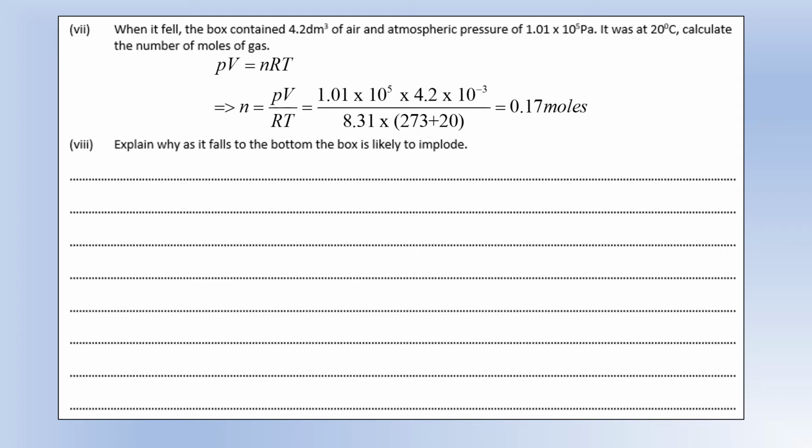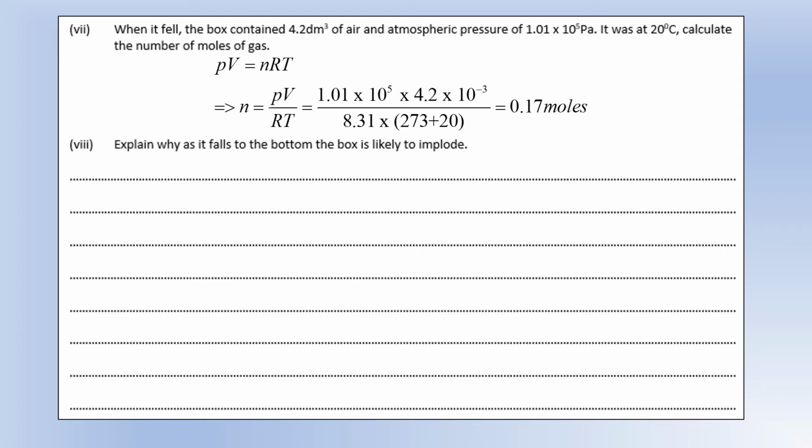Now the conversion I use is I know 1 decimeter cubed is 1,000th of a liter. So that's the conversion there. But you should know that deci as a prefix means 10 to the minus 1. So when you cube it, it ends up being 10 to the minus 3. And the other thing you have to remember here is to convert into Kelvin, so 20 degrees plus 273. And when you do all those things, you get the number of moles as 0.17 moles.